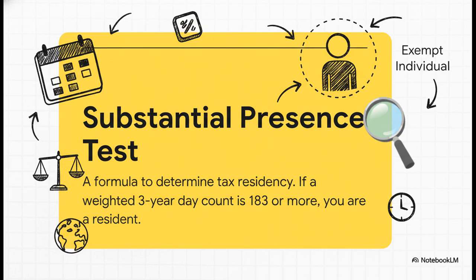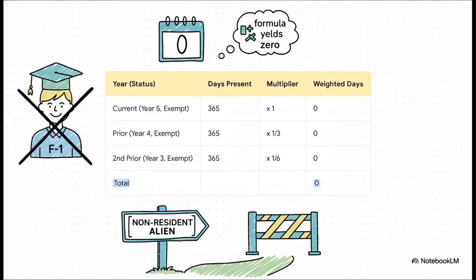Basically, it takes all the days you were in the U.S. this year, adds 1/3 of the days from last year, and 1/6 of the days from the year before that. If that magic number hits 183 or more, congratulations, you're a resident alien for tax purposes. So, let's run the numbers for a student in their 5th year. They could be here for all 365 days, but because they're an exempt individual, how many days count for the test? 0. Zilch. Nada.